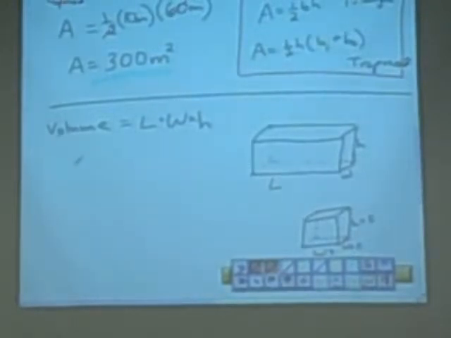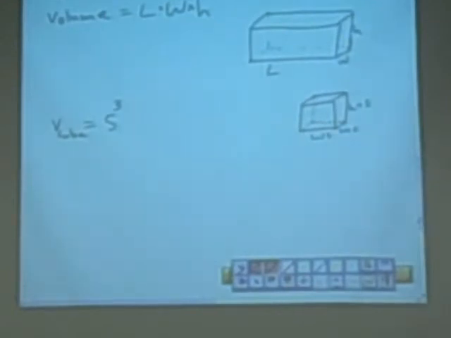And so that's why the volume of a cube is just the side cubed, which is still the same thing as length times width times height. It's just that you're only going to be given the side. You won't be given three measurements like you will for a rectangular shape. Okay? So with that, let's take a look at some problems.